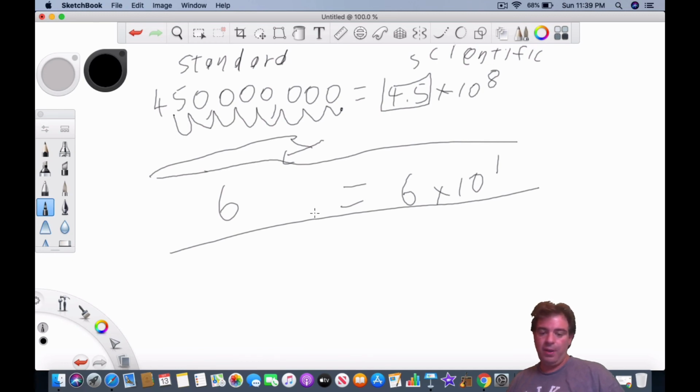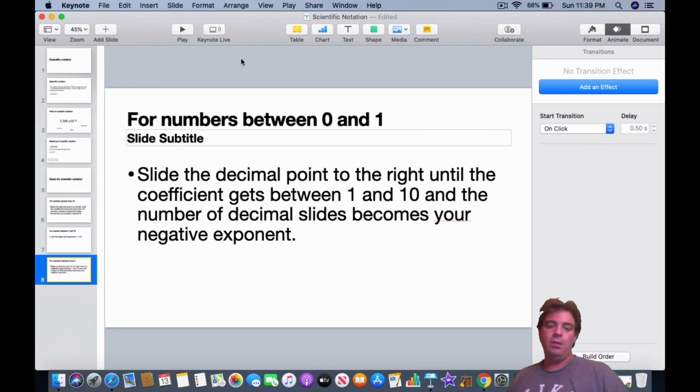And then finally, the last rule for converting standard into scientific notation: for numbers between 0 and 1, we're going to slide the decimal point to the right until the coefficient gets to a number between 1 and 10, and the number of decimal slides becomes your negative exponent.